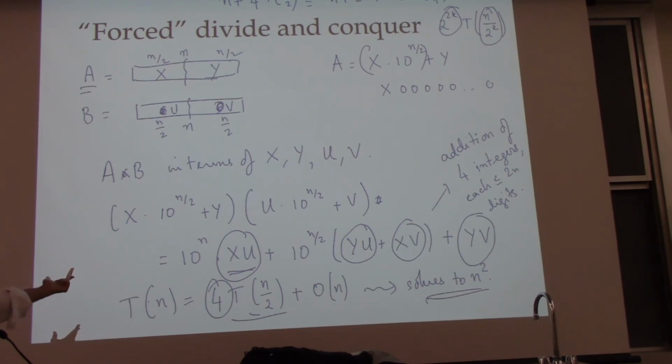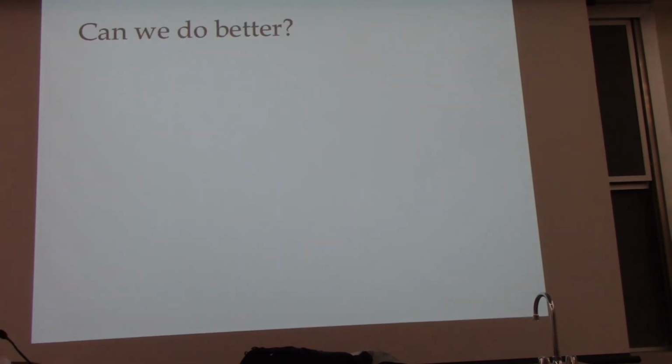So now the question is, can I actually find these 4 products that I need to find using fewer than 4 multiplications? If I did 4 multiplications, I would get 4 times T of n by 2. If I could do it with, let's say, 3 multiplications, then I would only get 3 times T of n by 2. Hopefully that solves to something better. And that's the idea of what is called Karatsuba's algorithm.